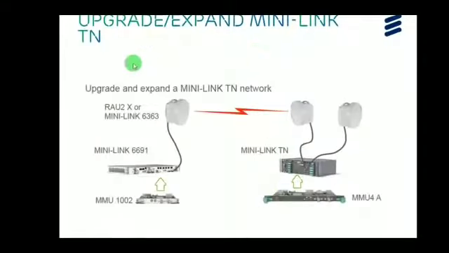Upgrade or expand mini-link traffic node. This is a mini-link 6691. Here we have to use either Route 2X radio or mini-link 6363 radio. MMU 1002 will be installed in mini-link 6691 as well. Obviously, in the mini-link existing traffic node, we can use MMU 4A with Route 2X radio. It will work properly.